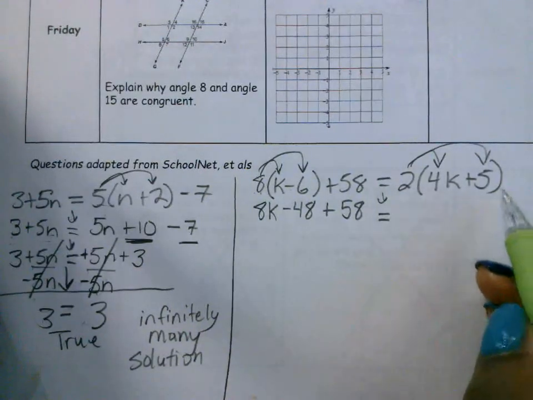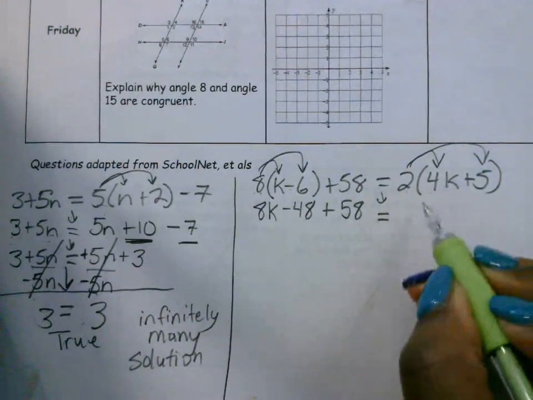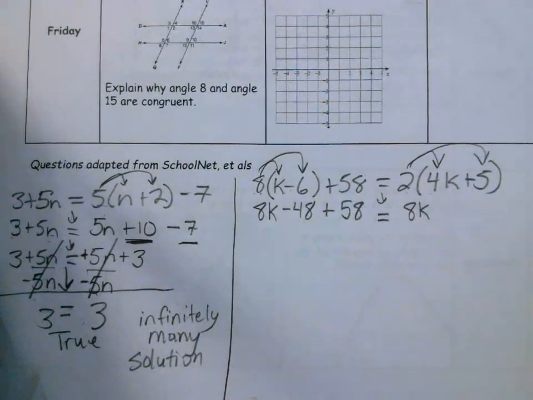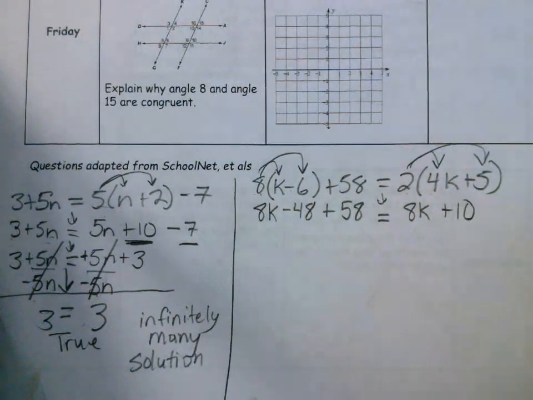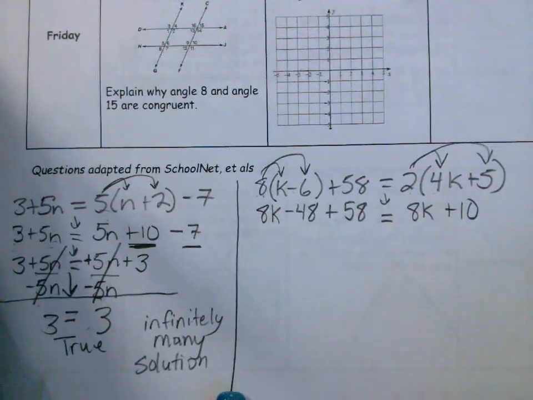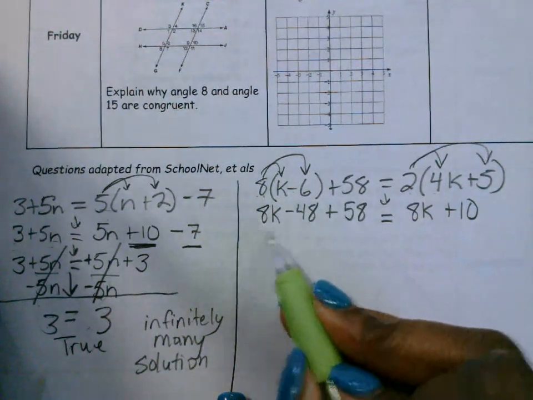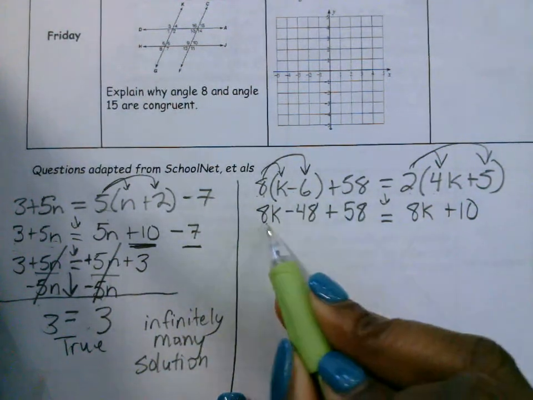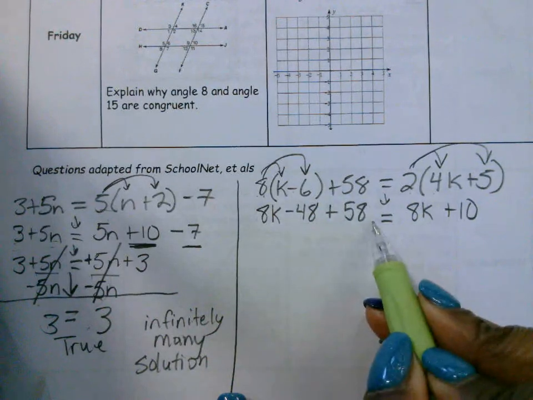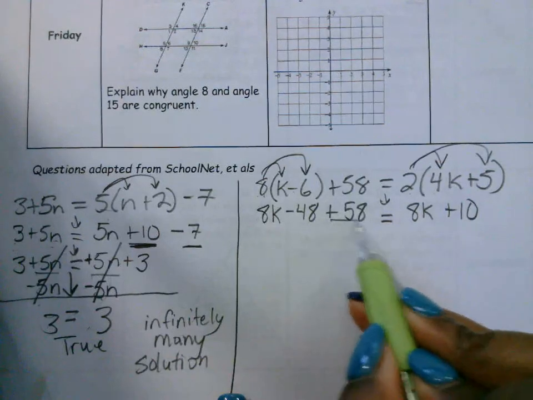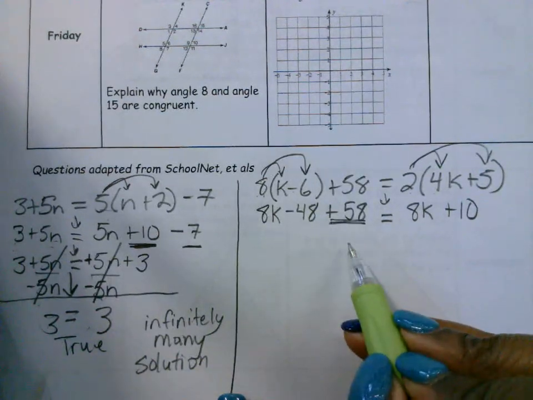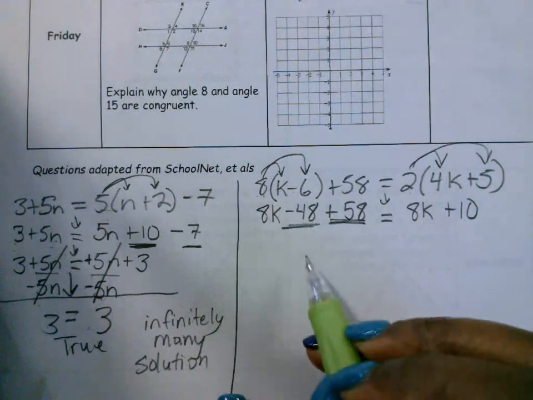Let's do this side. What is 2 times 4K? 8K. What's 2 times 5, Genesis? 10. Okay, very good. Now we're going to combine terms that are alike. Let's look at this side. Aaliyah, what terms are alike over here? 58 and negative 48. Okay, very good.